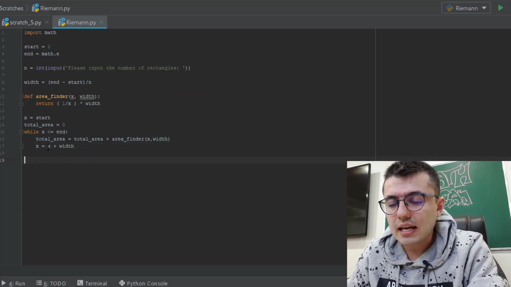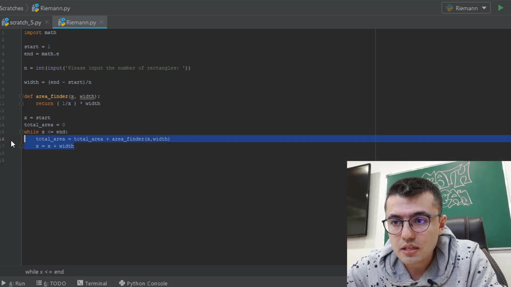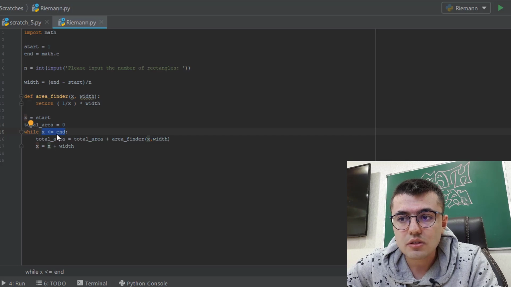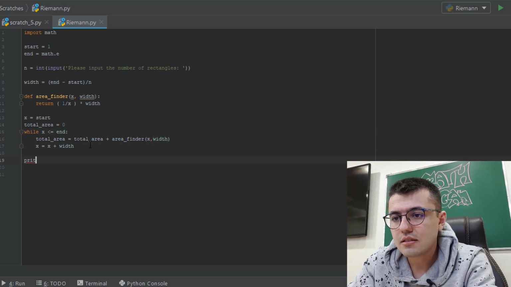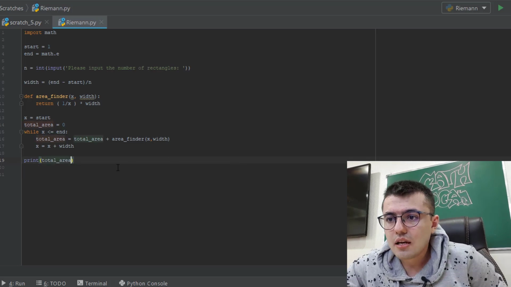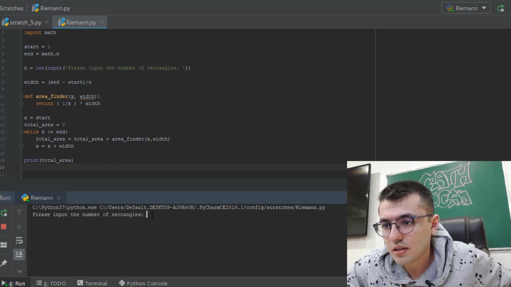And by the way, continue these two steps until you reach the end, until my x value is the number e. When you reach the number e, stop. And after you stop, print total area. Let's run the program, and I hope it will work.